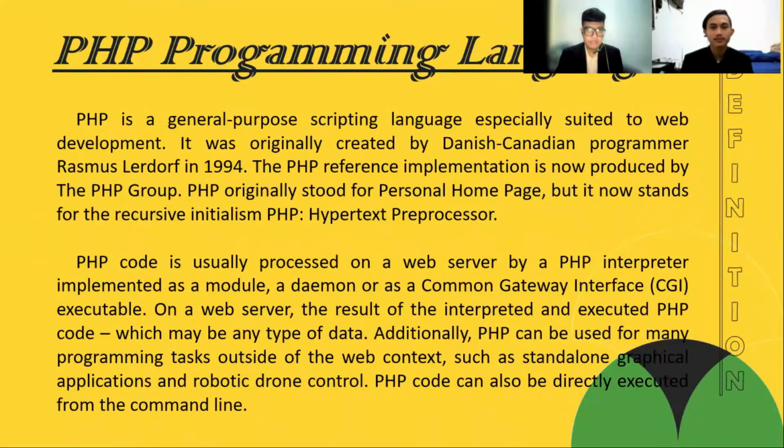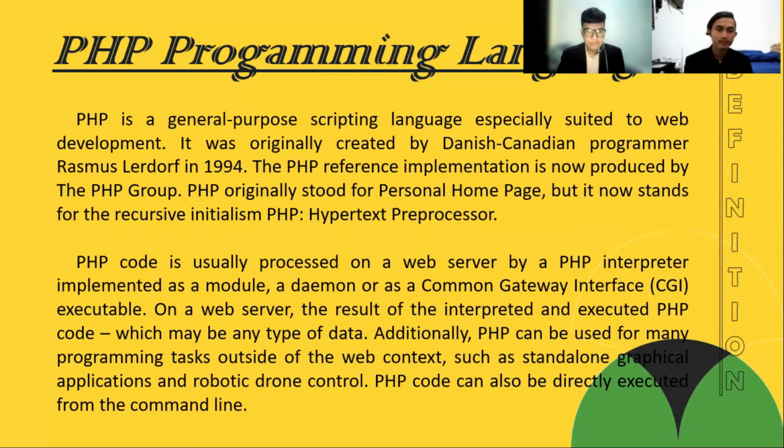This is the definition of the PHP programming language. PHP is a general-purpose scripting language especially suited to web development. It was originally created by Danish-Canadian programmer Rasmus Lerdorf in 1994. The PHP reference implementation is now produced by the PHP Group. PHP originally stood for Personal Home Page, but it now stands for the recursive initialism PHP: Hypertext Preprocessor.